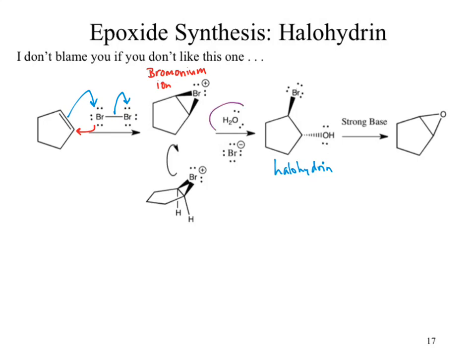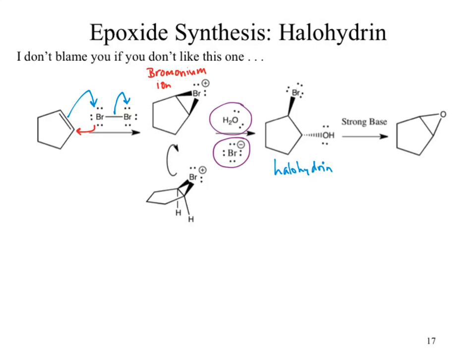We've got H2O and Br minus. If we did a comparison of which one's the better nucleophile, Br minus is the better nucleophile. So how can I make sure that the H2O is the one that goes on? We use a lot of H2O. So we see a concentration effect in this reaction.